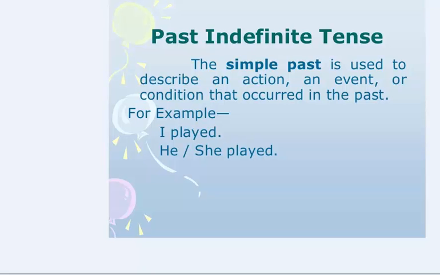For example, I played. So, I was playing in the past. She and he played. So, she and he were playing in the past. So some action, some event and some condition that happened in the past is included in the past indefinite tense. It is also a very interesting tense in English and it is as easy as the present tense. So let's start it.